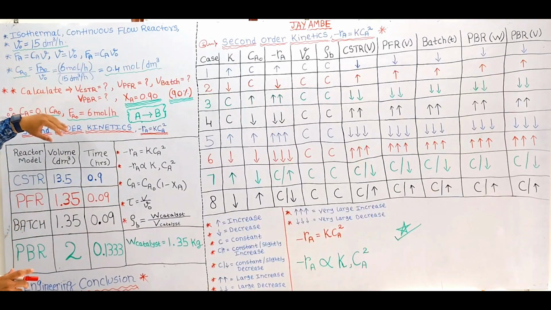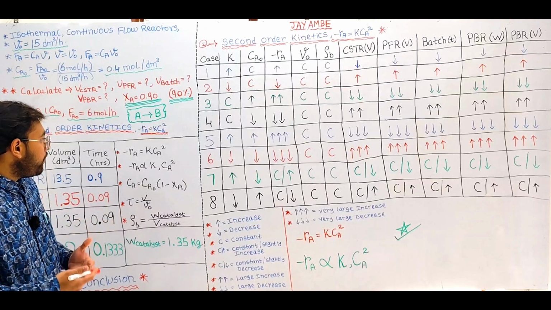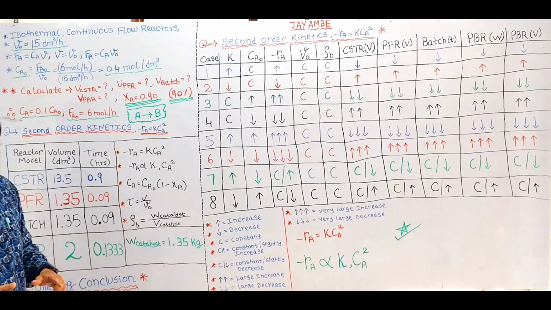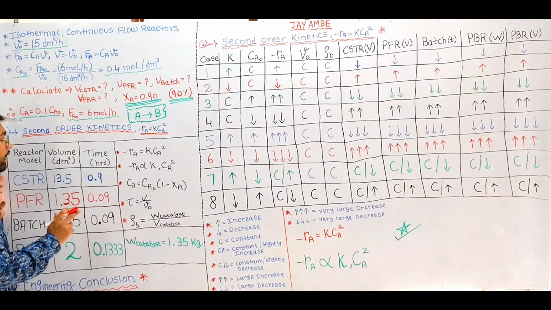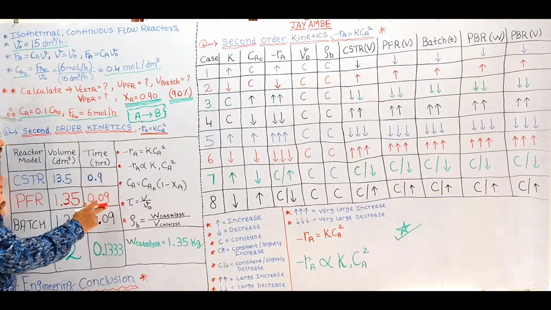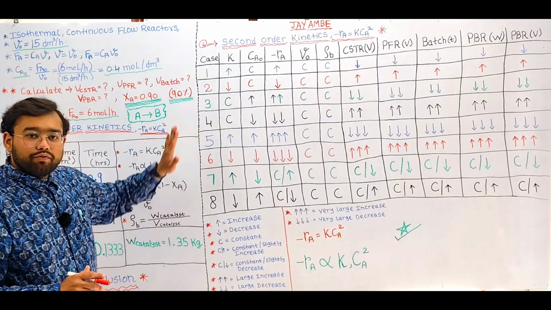By keeping all the operating parameters constant, if we carry out the reaction in the plug flow reactor and the reaction follows second order reaction kinetics, with the given rate law minus RA is equal to K CA square, if we use the PFR as a reactor, then we require 1.35 cubic decimeter volume of the PFR and 0.09 hours or 5.4 minutes of reaction time in order to achieve the desired conversion of 90%, right?